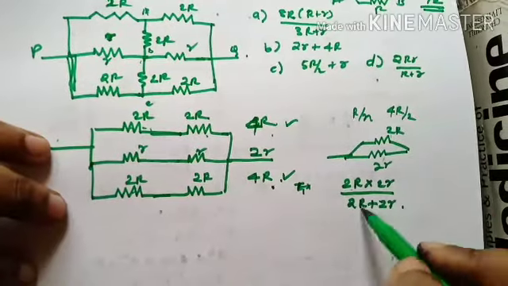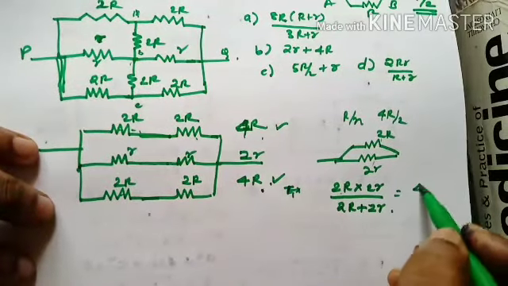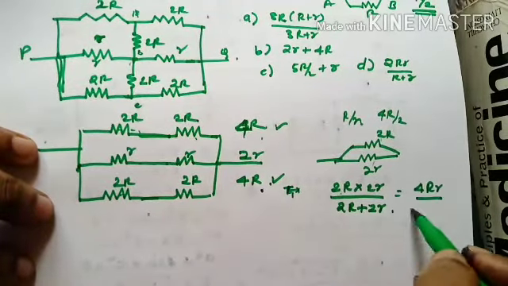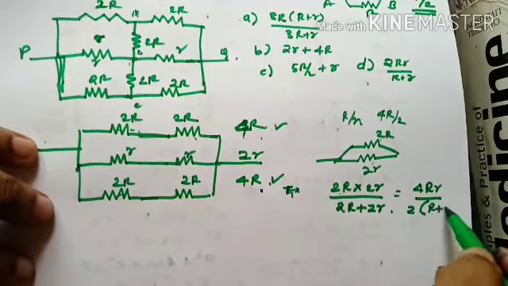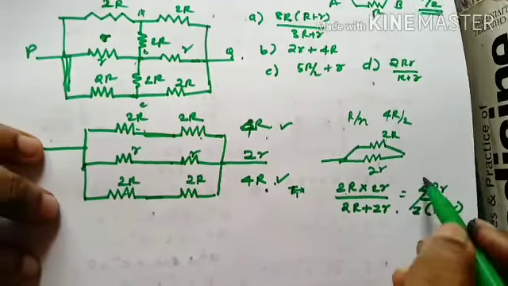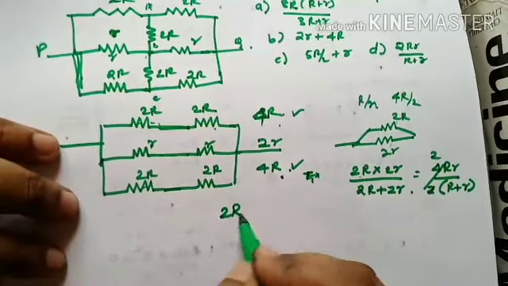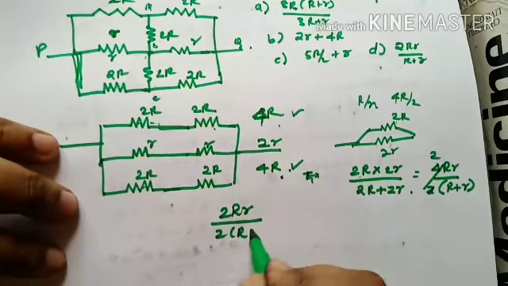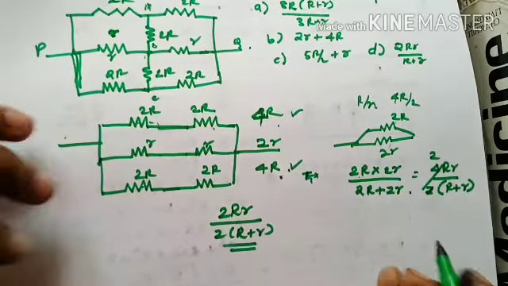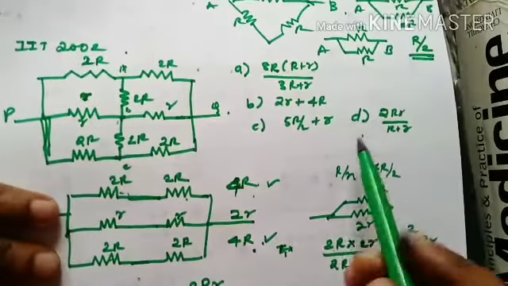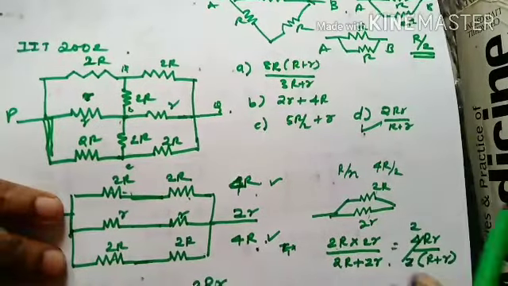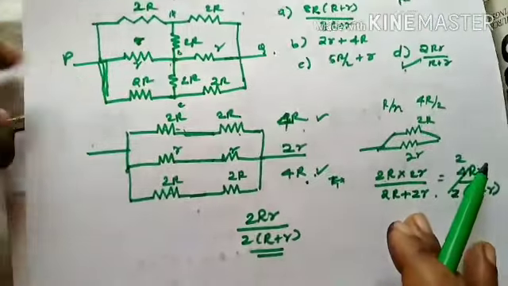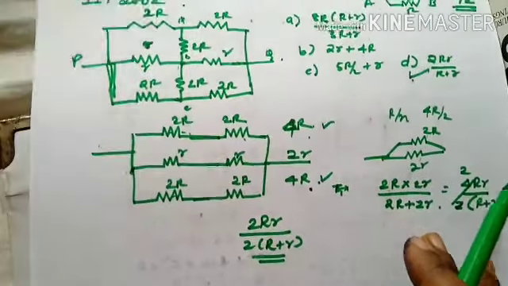2R into 2R divided by, right. So this will be 4R squared divided by 2... this is common, so I can cut these two. The answer will be 2R divided by 2 into R plus R. The answer is very easy. So which option will it be? Option D. Clear? It's not tough if you understand the logic of it.